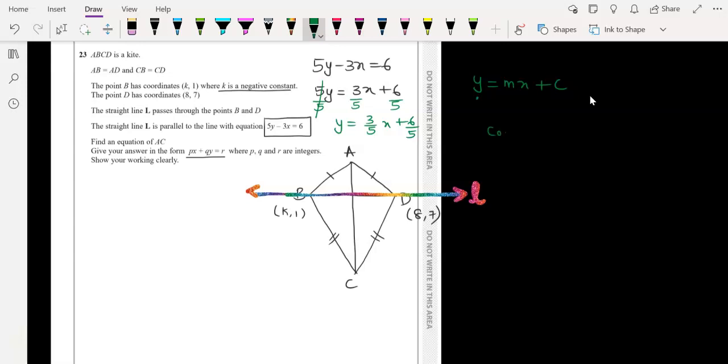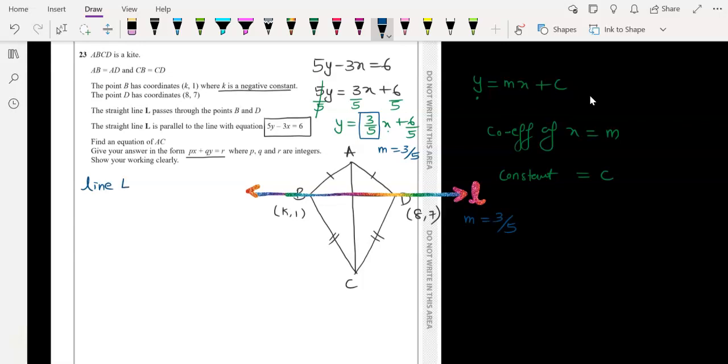The coefficient of x is my slope, and your constant term is your y-intercept. So here, the coefficient of x is 3 over 5. So the slope of the line to which line L is parallel is 3 over 5. Because it is parallel, the slope of line L will also be 3 over 5. So line L, which passes through point B and D, has a slope of 3 over 5.